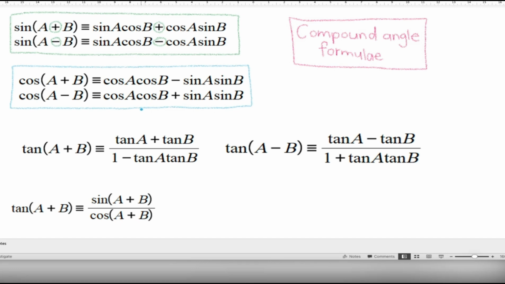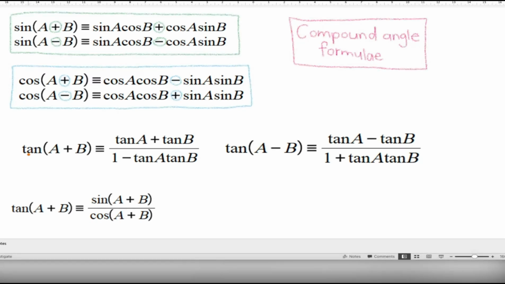Let's have a look at the second one. The cosine of A minus B is identically equal to the cosine of A multiplied by the cosine of B plus the sine of A multiplied by the sine of B. Now, for cosine, the positive and negative sign on the left-hand side is actually opposite to the one on the right-hand side. So here we have a plus, here we have a minus, and here we have a minus, and here we have a plus.